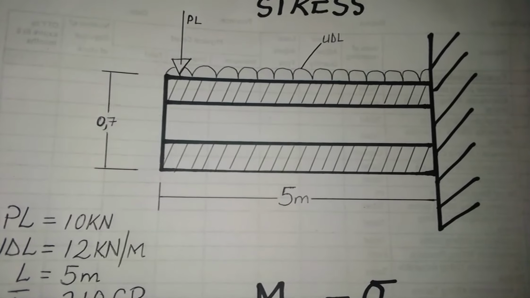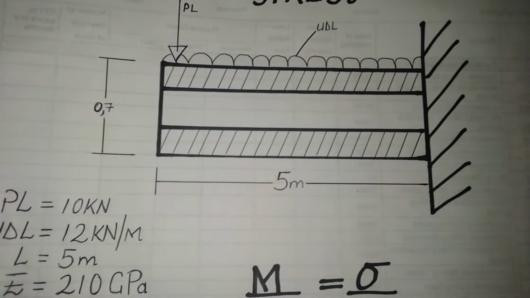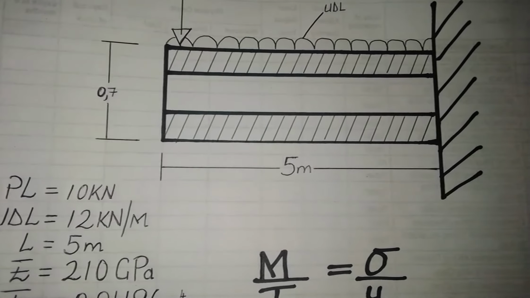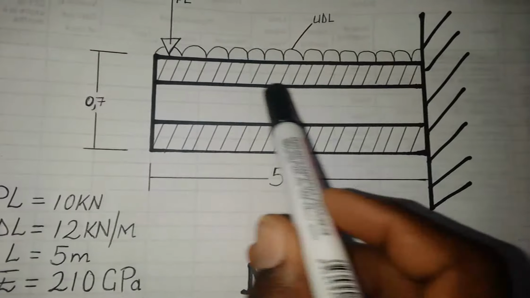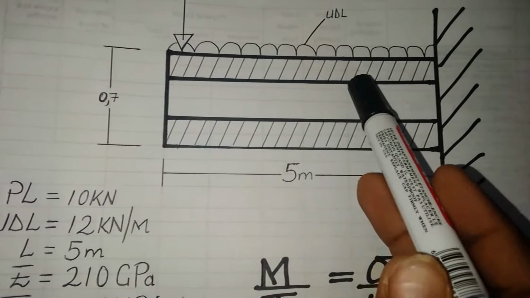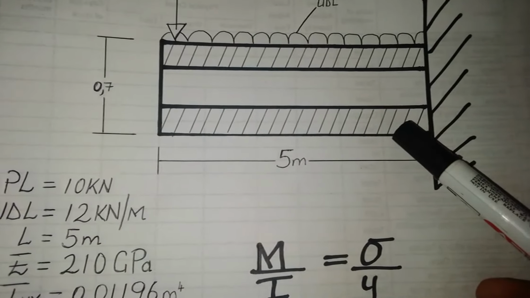So we've got this beam, that is the loaded beam. We've got the point load PL and UDL for uniformly distributed load. As you can see, the beam has got the solid part and this part which is free space, that is the void here. So the height is 0.7 and 5 meters long.